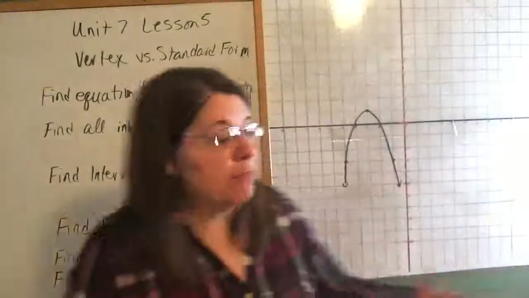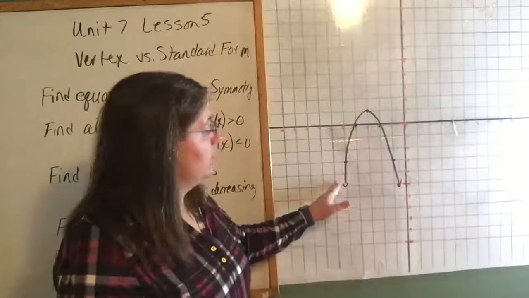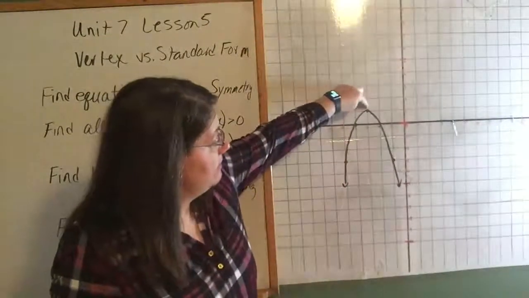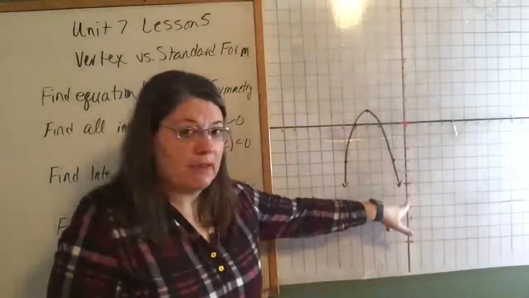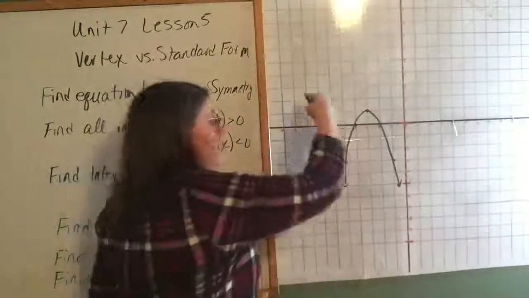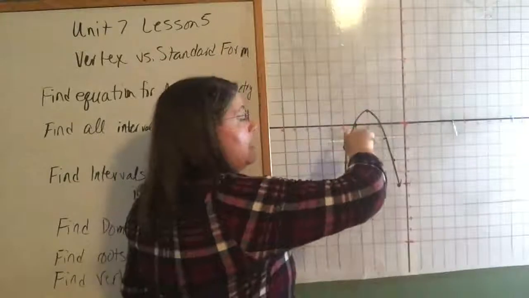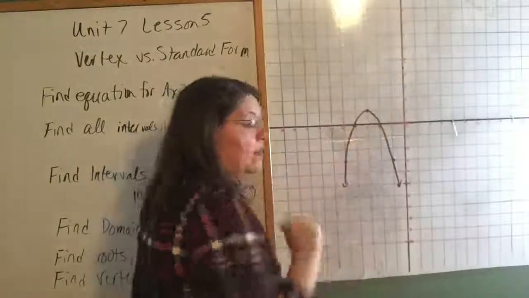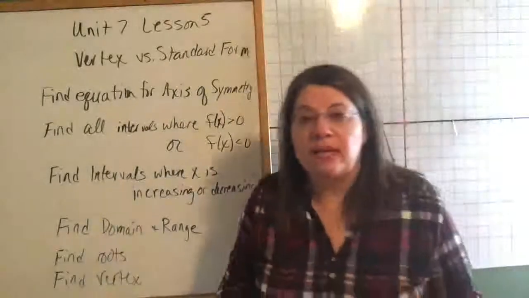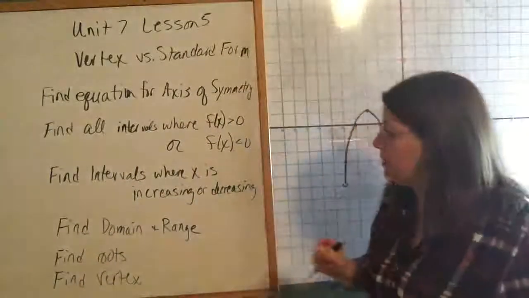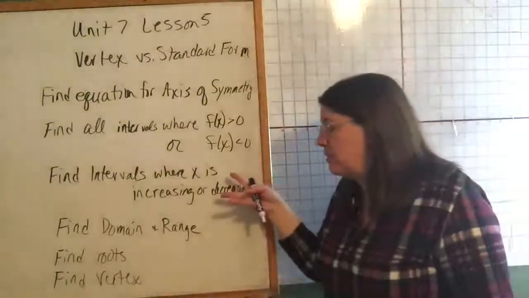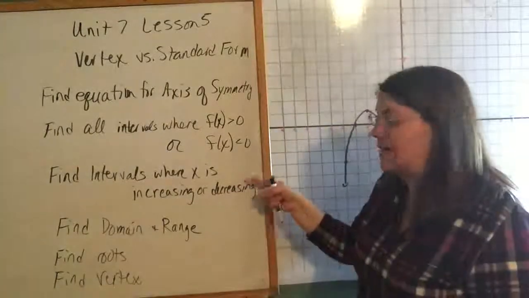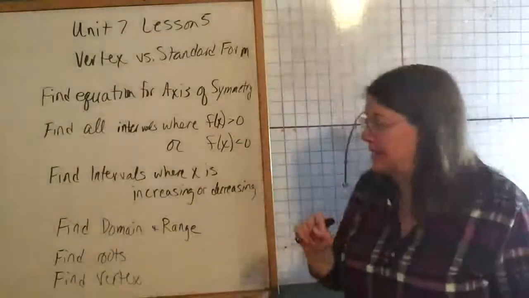So I have a sample parabola here. This parabola is increasing until I get to the vertex here, and then it's decreasing to the right of the vertex. Now, if the parabola was opening up, it would be opposite. It would be increasing to the right of the vertex and decreasing from the left of the vertex. So that depends on whether the parabola is going up or down. And to be able to tell where a parabola is increasing or decreasing, it's probably best to have your equation in vertex form for that.